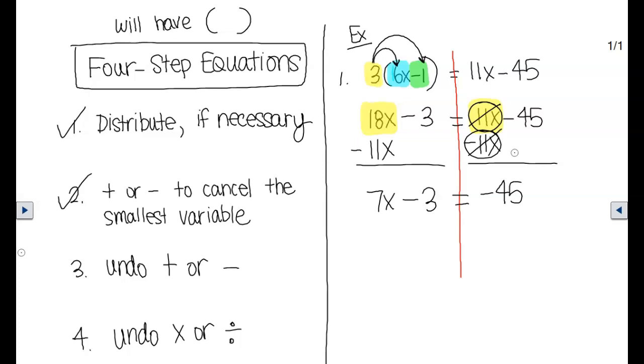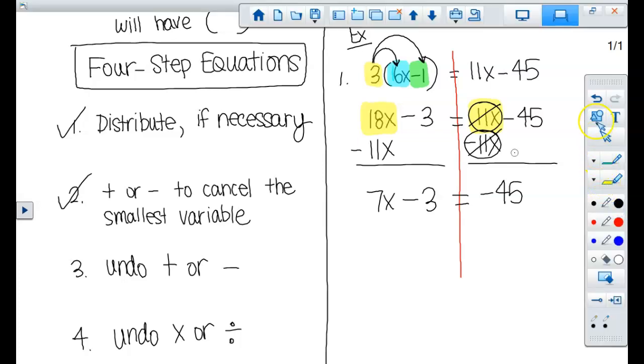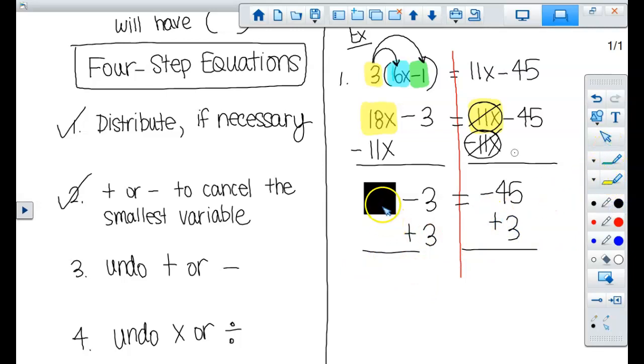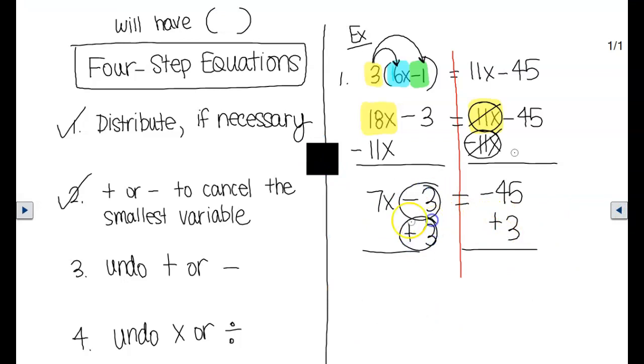So now we need to undo adding or subtracting. So remember, this is where I always cover up my variables. So I'm going to cover up 7x, and what I see is minus 3. I see subtracting 3. So I'm going to undo that by adding 3 to both sides. I'm going to slide that cover away. Minus 3 plus 3 cancels. So we have 7x equals negative 45 plus 3 is a negative 42.